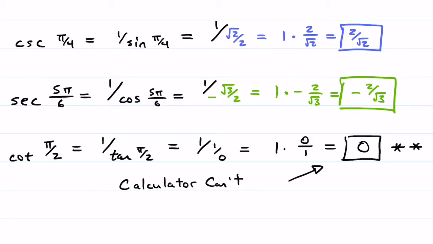But in fact, because we're smarter than the calculator, we know that the tan of pi over 2 is 1 over 0, so we can flip that ratio and go, okay, this is 1 times 0 over 1, and we get the real answer. The cotangent of pi over 2 is 0.